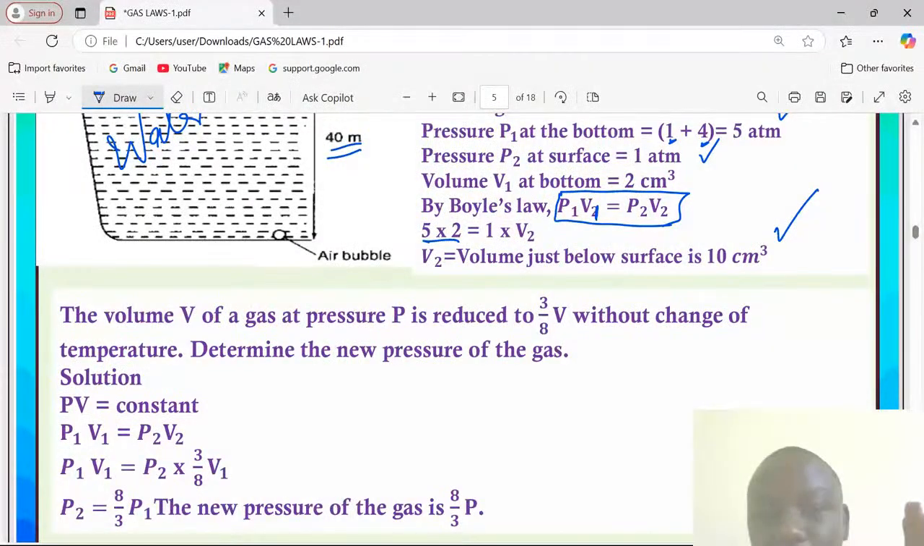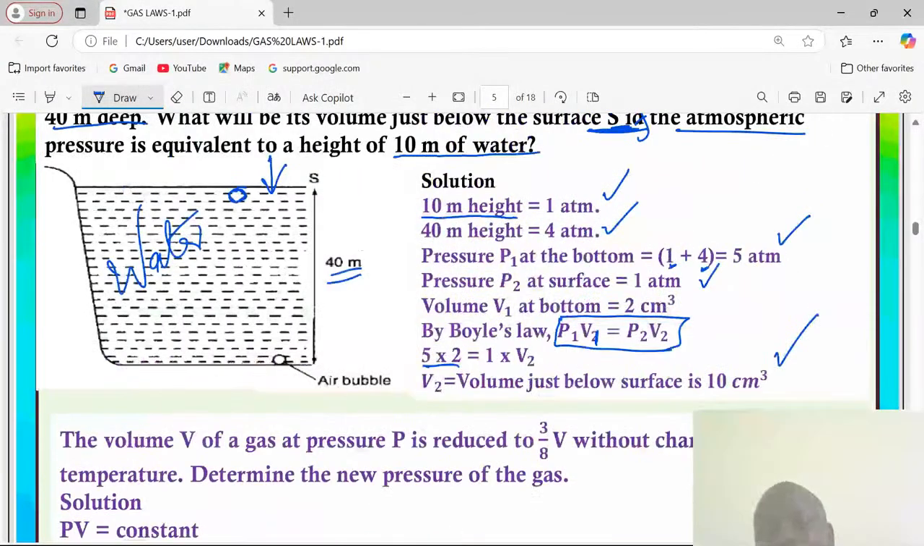Even in this question, according to the relationship between pressure and the volume of an ideal gas, we are expecting that at the surface, where the pressure acting on the bubble will have reduced, the volume will, on the other side, have increased. So as the pressure decreases towards the surface, the volume of the air bubble is expected to increase.